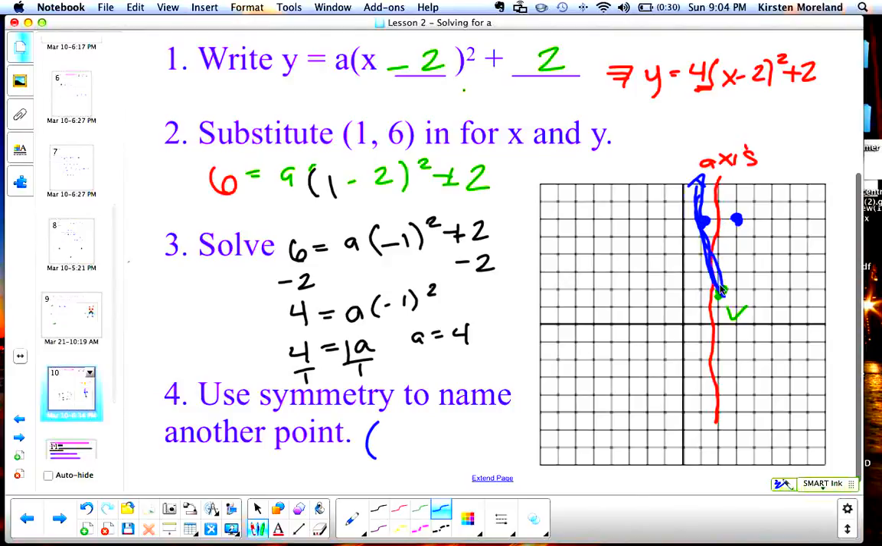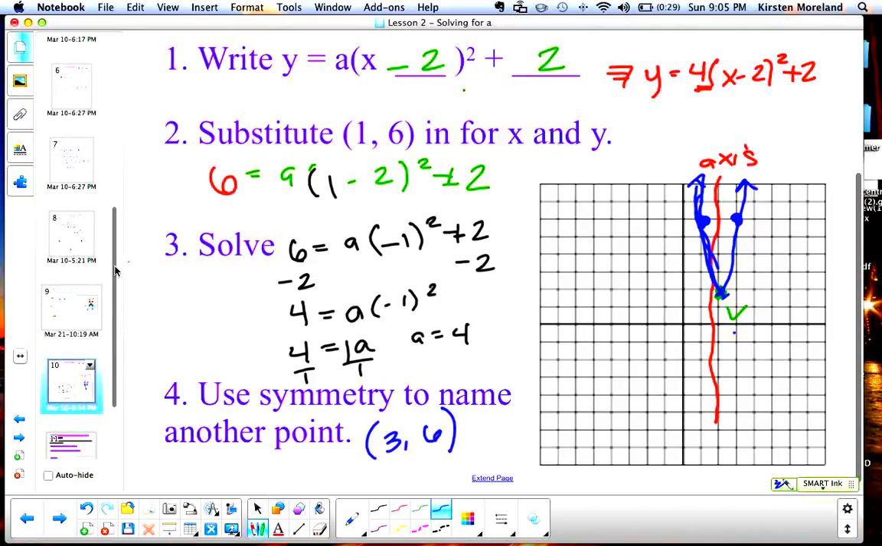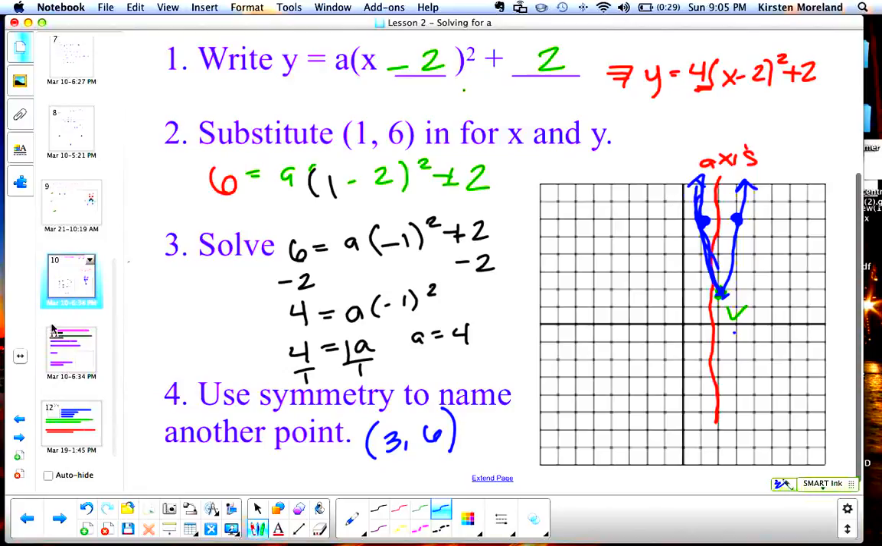So I count 1 away on the other side to get my, oh my gosh, my drawing is really terrible today. Apologize. My other half is right there, and that's the point 3, 6. And that's how I can make an accurate sketch of that parabola without doing too much.